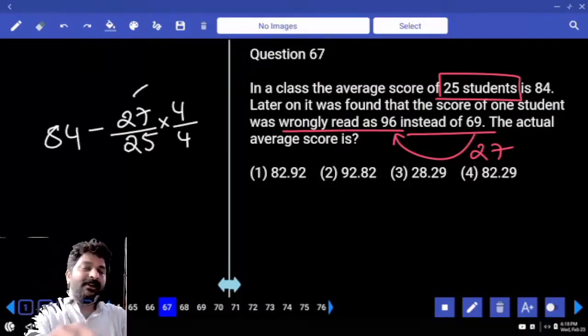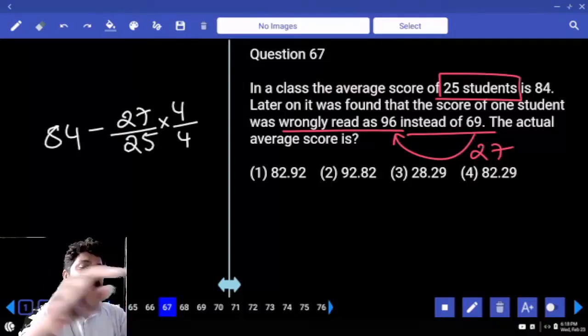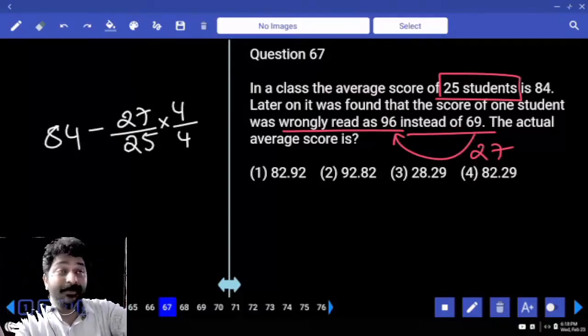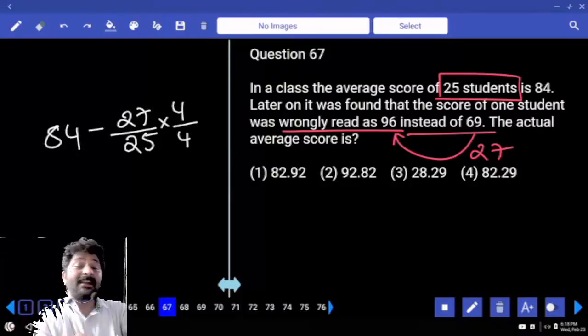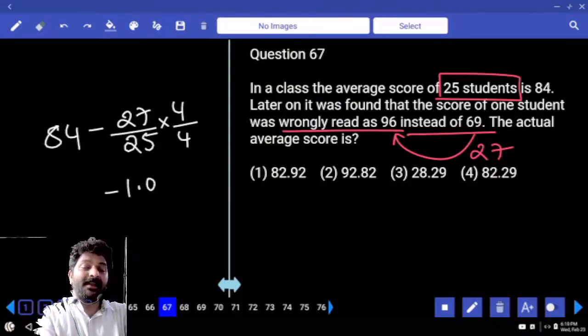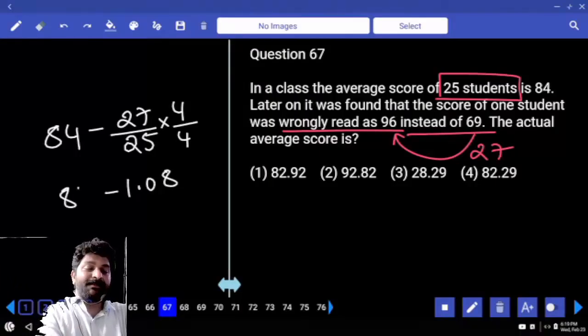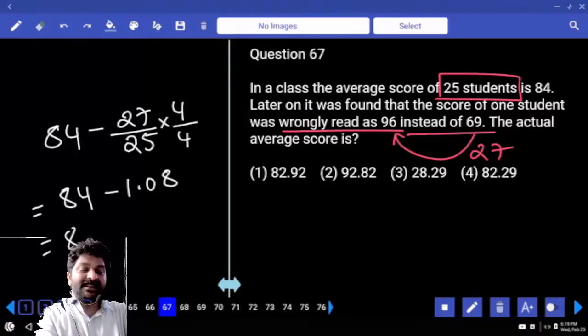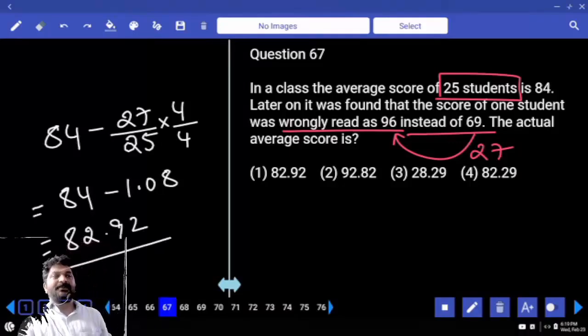Agreed? 27 four times, double 27 is 54, 54 double is 108. By 100 we have, that means 1.08 is subtracted from 84. Then the answer is 82.92. Answer first option.